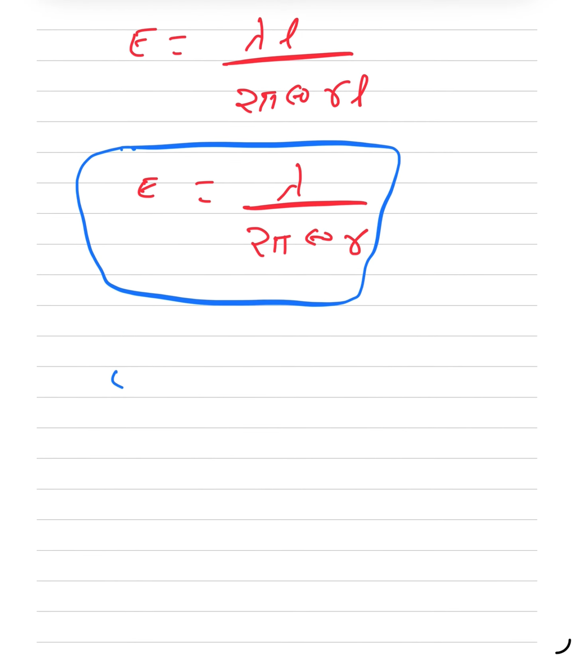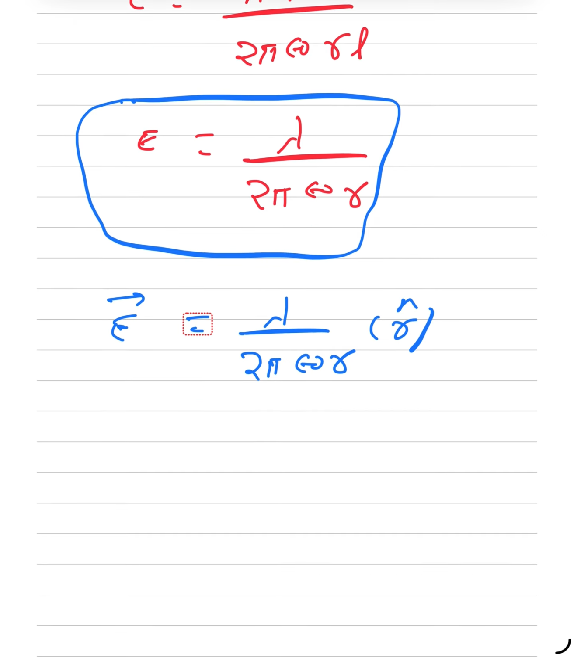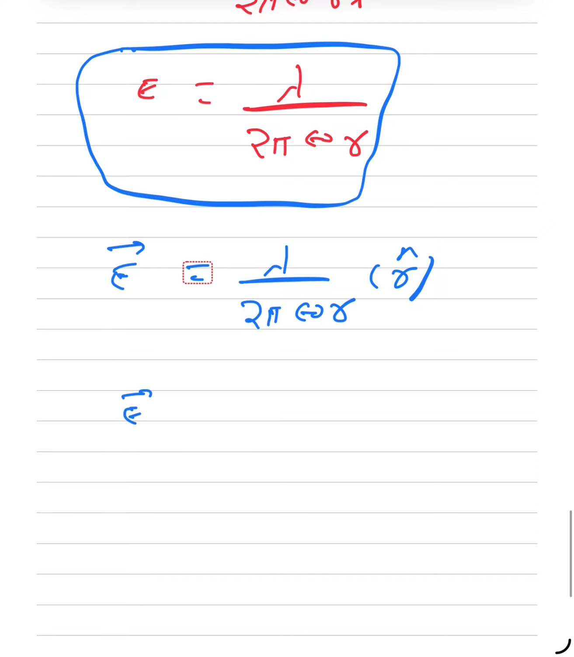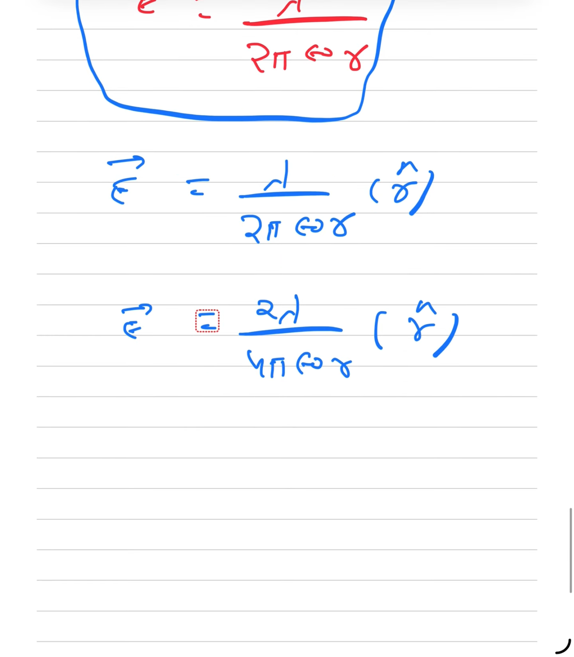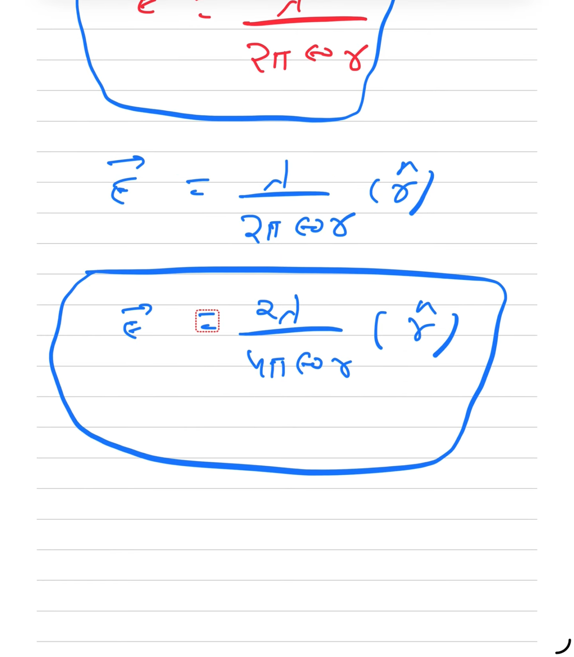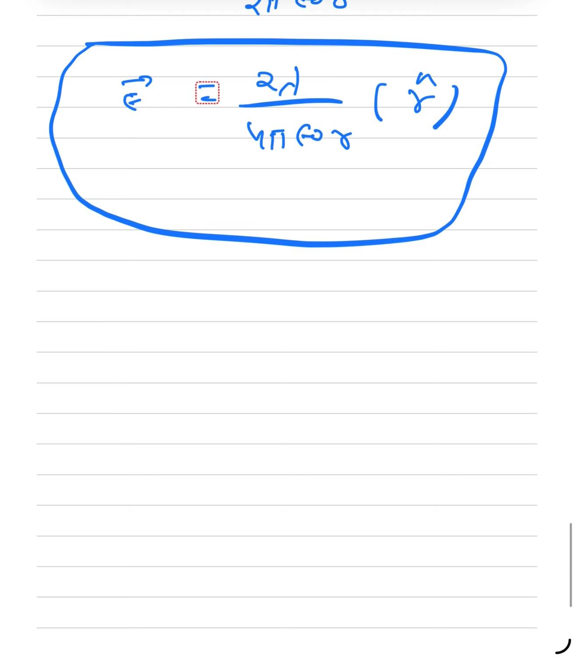Vector form of this formula: vector E equals lambda divided by 2 pi epsilon naught R times R cap, where R cap is a unit vector. Or vector E equals lambda divided by 4 pi epsilon naught R times R cap. This is the formula of electric field due to an infinite charge rod.